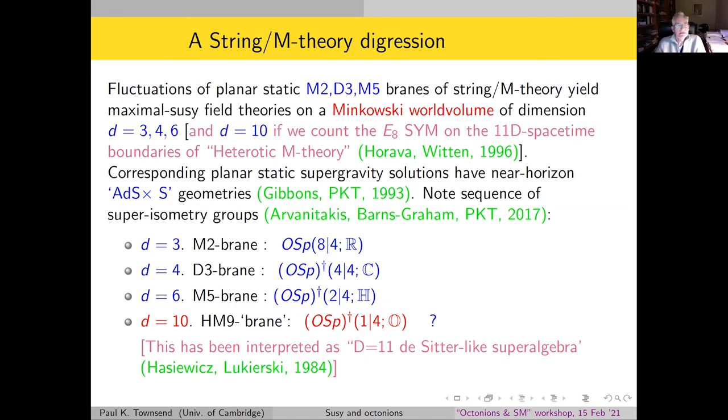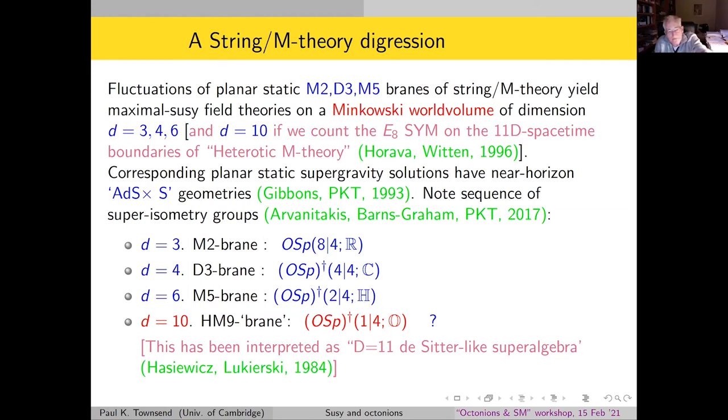So let's do that. Now, of course, one of the reasons that these particular branes are special is essentially because their field theories can be conformally invariant, at least the free field theories are conformally invariant. And if you view them as sources for a corresponding supergravity solution, then near the horizon, you get this AdS cross S type of geometry. And then you can look at the sequences of superisometry groups. And if you do that, and this was done in a relatively recent paper, then you get indeed another nice sequence: the OSP group for the 3-dimensional case. And in the 4-dimensional case, which is the unitary again, but that's the same as OSP†. And then the 6-dimensional case, it's again OSP† 2.